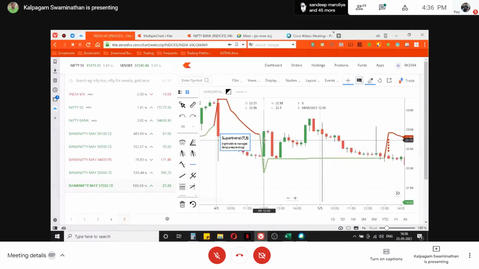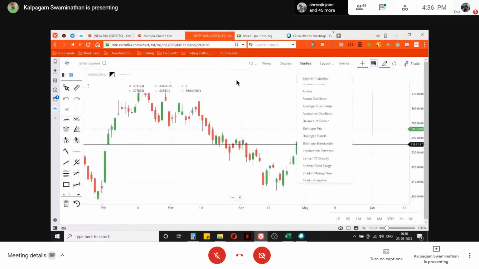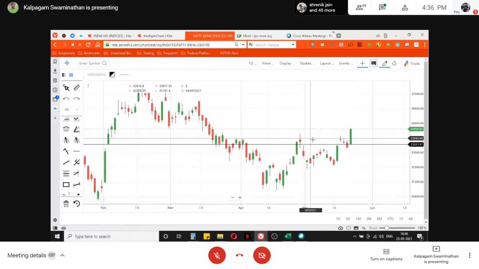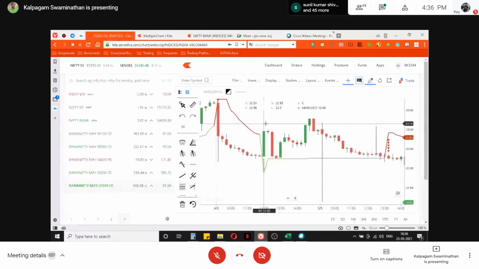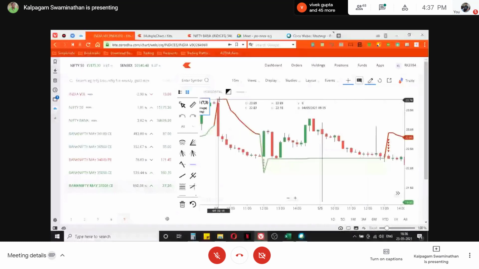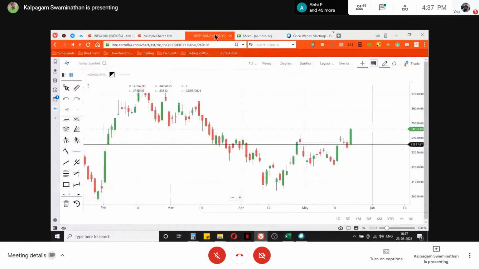Like this is on 4th May. Market was down. In the initial stages, market went up and then it came down because the VIX started going above the super trend. It's a very simplistic assumption, that's all.